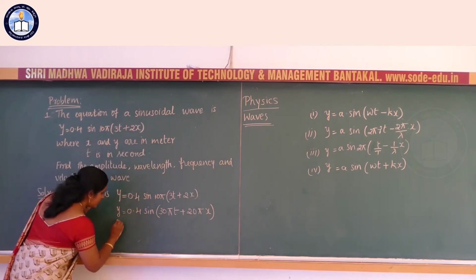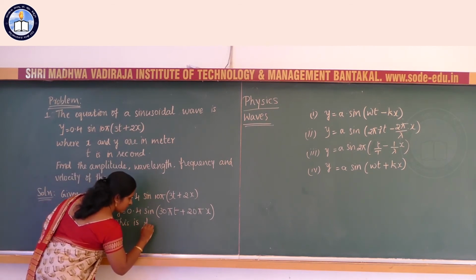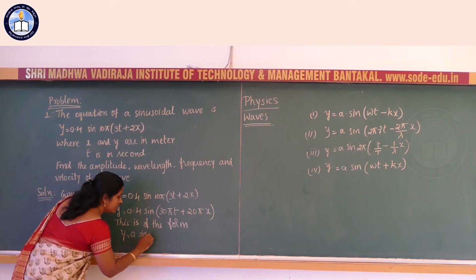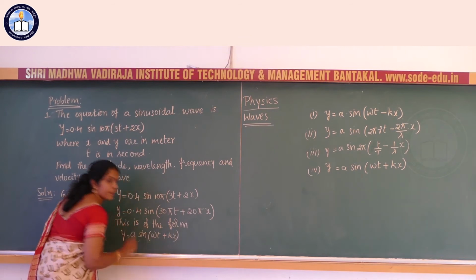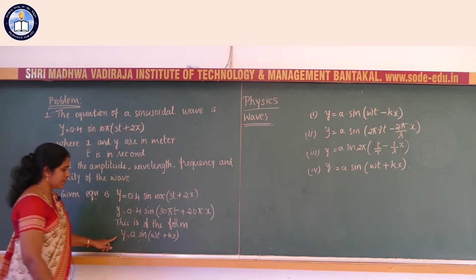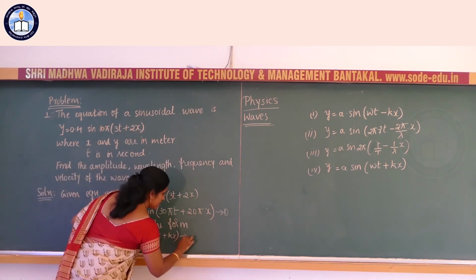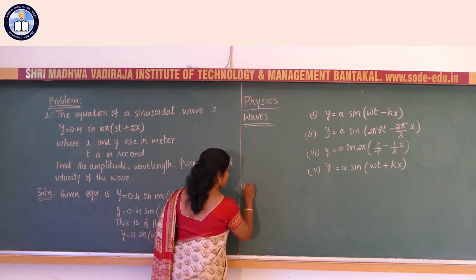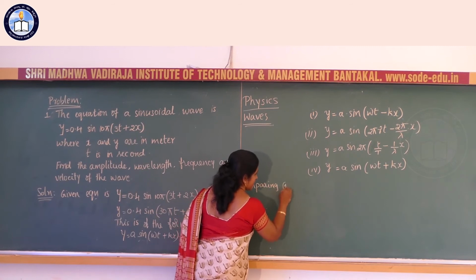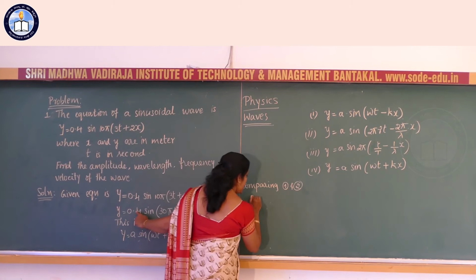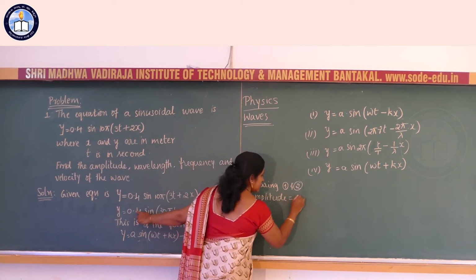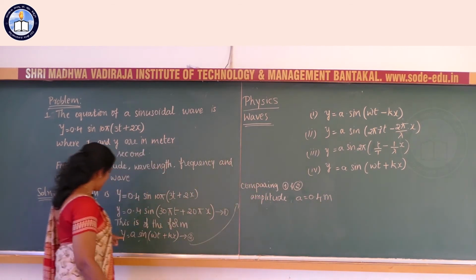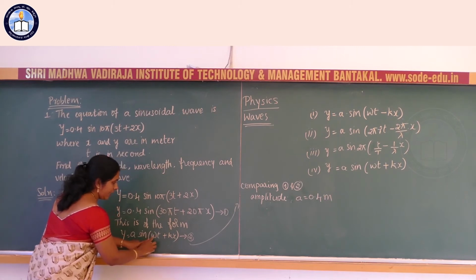Comparing, this is of the form y is equal to a sin(omega t plus kx). Say this is the given equation and this is the progressive wave equation. Comparing 1 and 2, we get amplitude A is 0.4, in meters, 0.4 meter. Next, in place of omega, we have 30 pi.